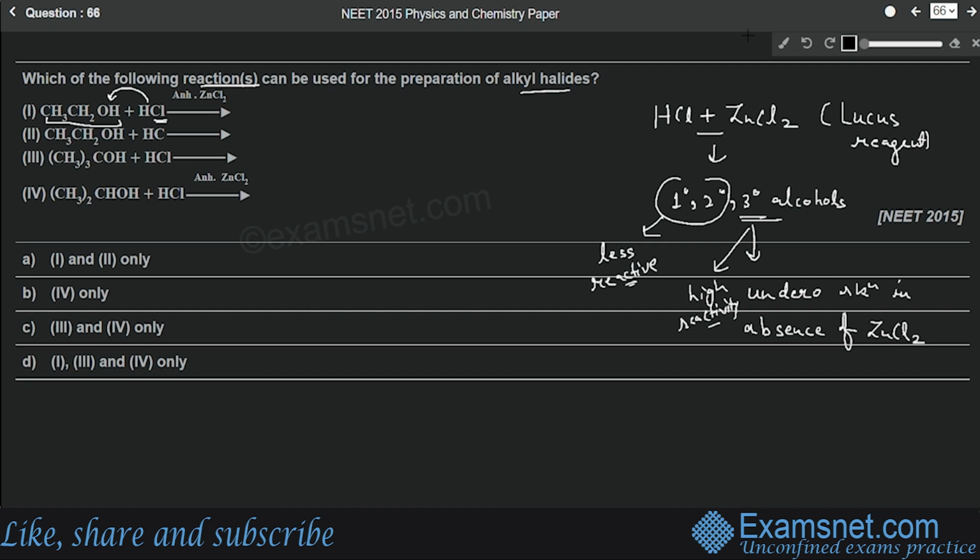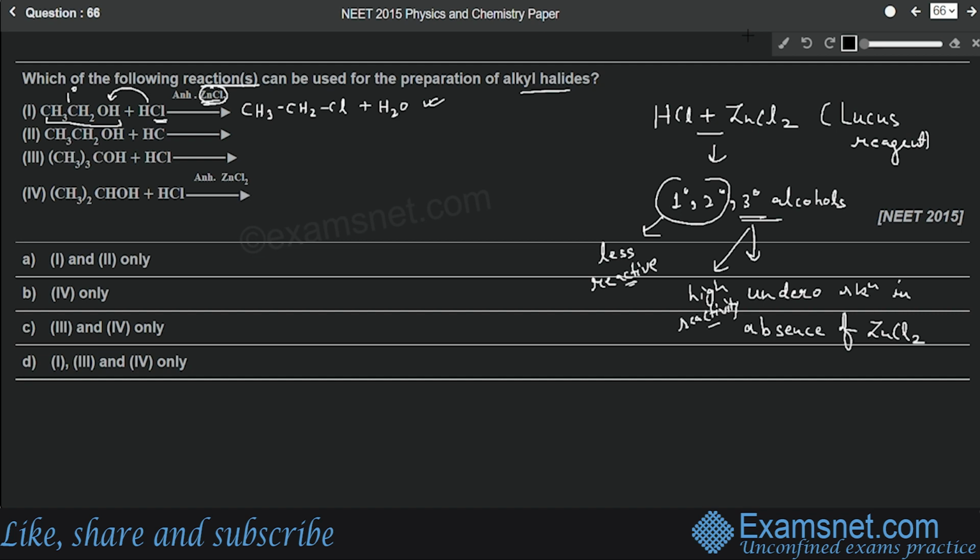The first reaction, you can see that the alcohol given here is primary alcohol, 1 degree alcohol, and here zinc chloride is present. So although primary alcohol is less reactive, the presence of zinc chloride as catalyst will make the reaction easy, and it will lead to the formation of the product that will be alkyl chloride. So it will be CH3CH2Cl. This will be formed, and in addition a water molecule will be formed. So here alkyl halide can be prepared.